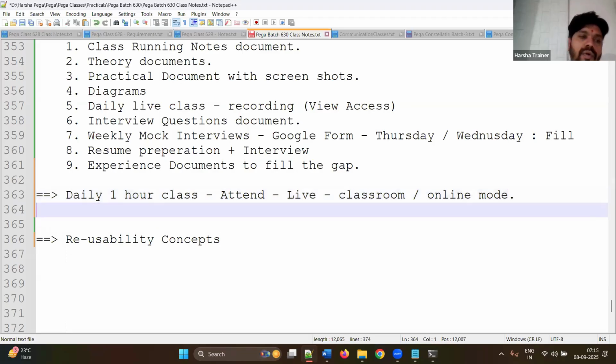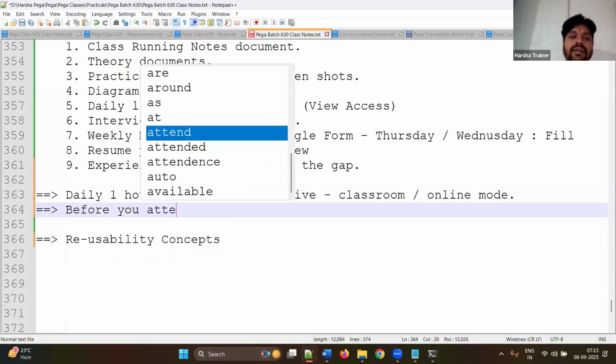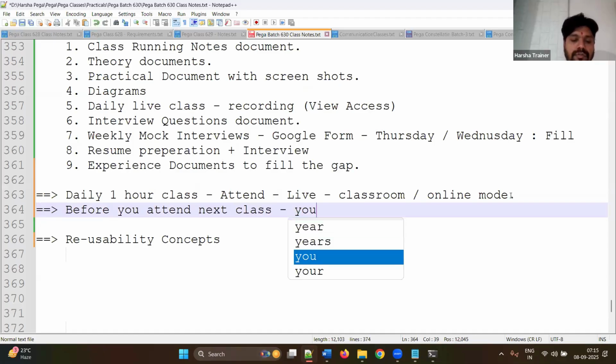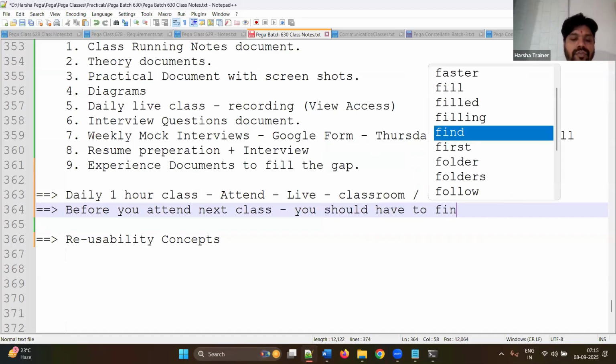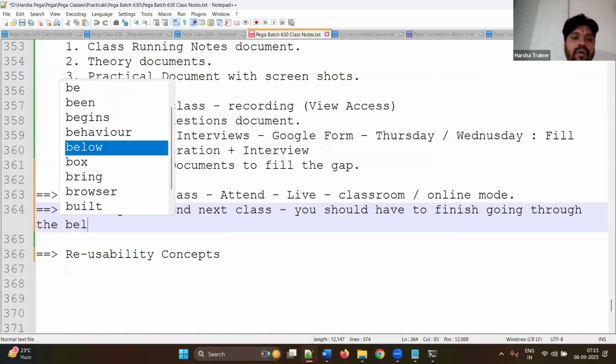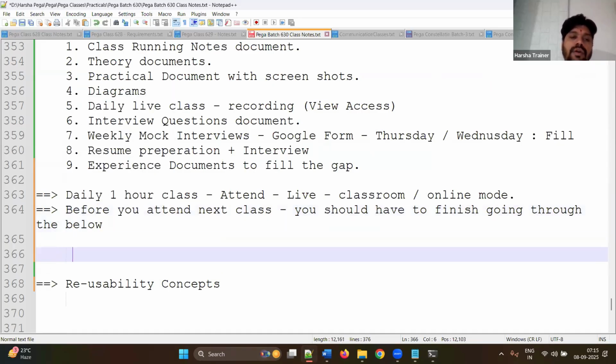After the class is over, if it is night time for you in another country, you will go to bed and wake up in the morning. After you wake up in the morning, you just practice the next day. So before the next class, your practice should be done. Before you attend the next class, you have to finish going through the below. So what is that below?